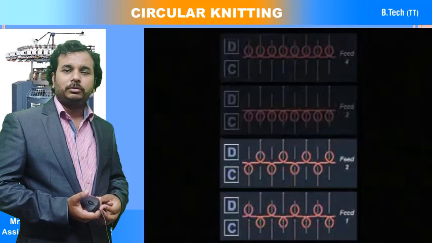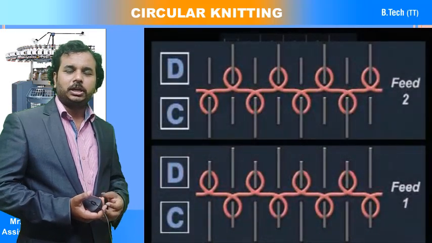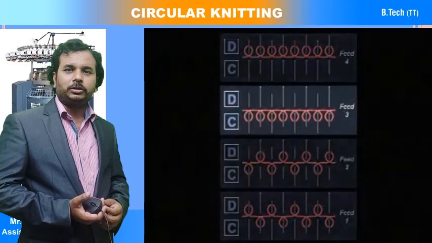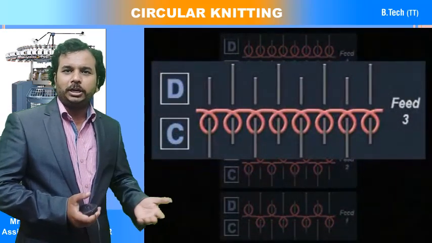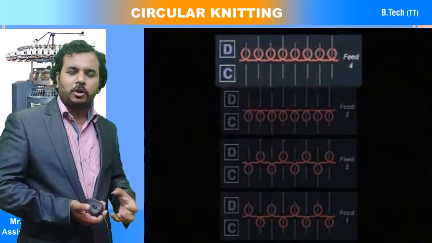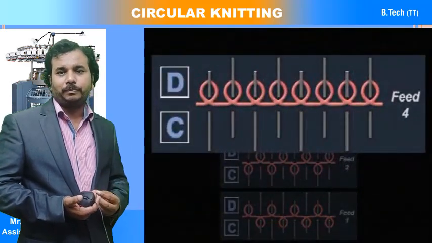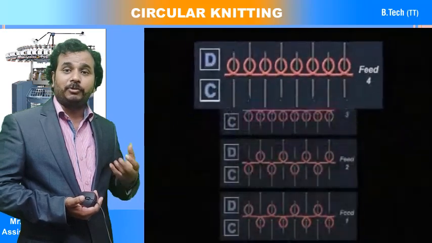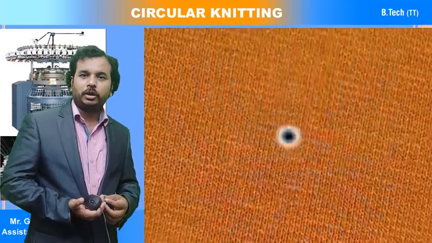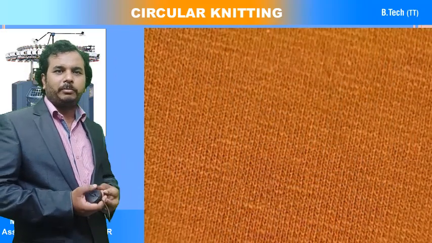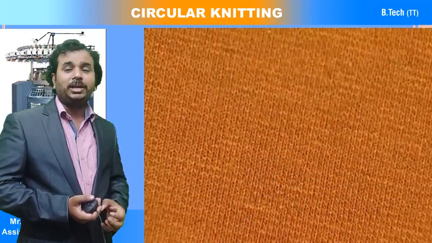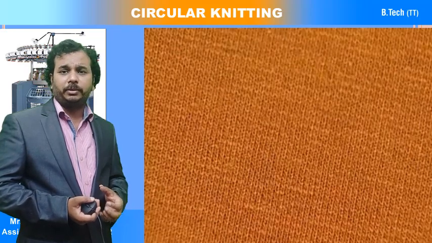So these are the two feeds. In the third, all the cylinder needles are rising, and in the fourth case all the dial needles are rising. All the dial needles come forward and feed the yarn. This is also possible. So this is how the fabric construction happens, particularly for interlock fabrics.